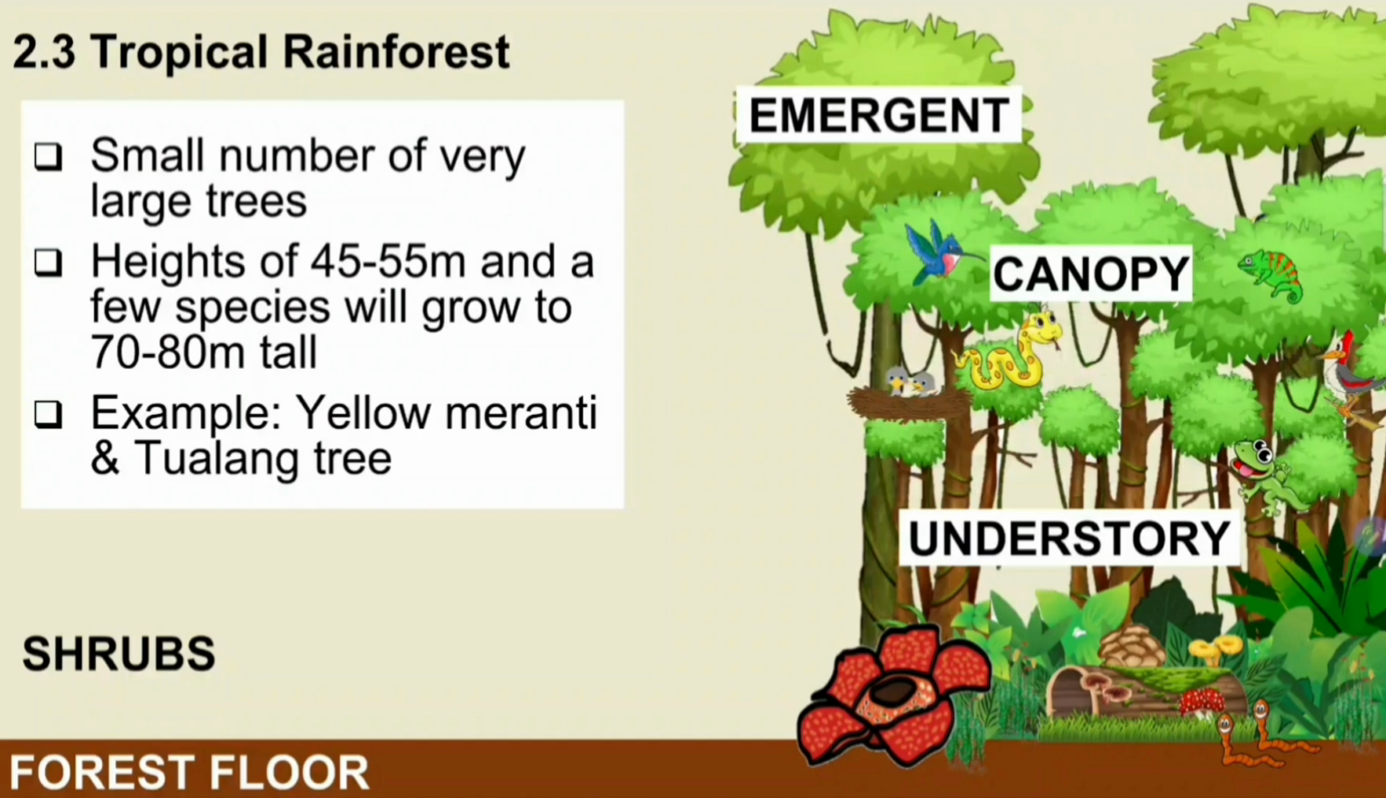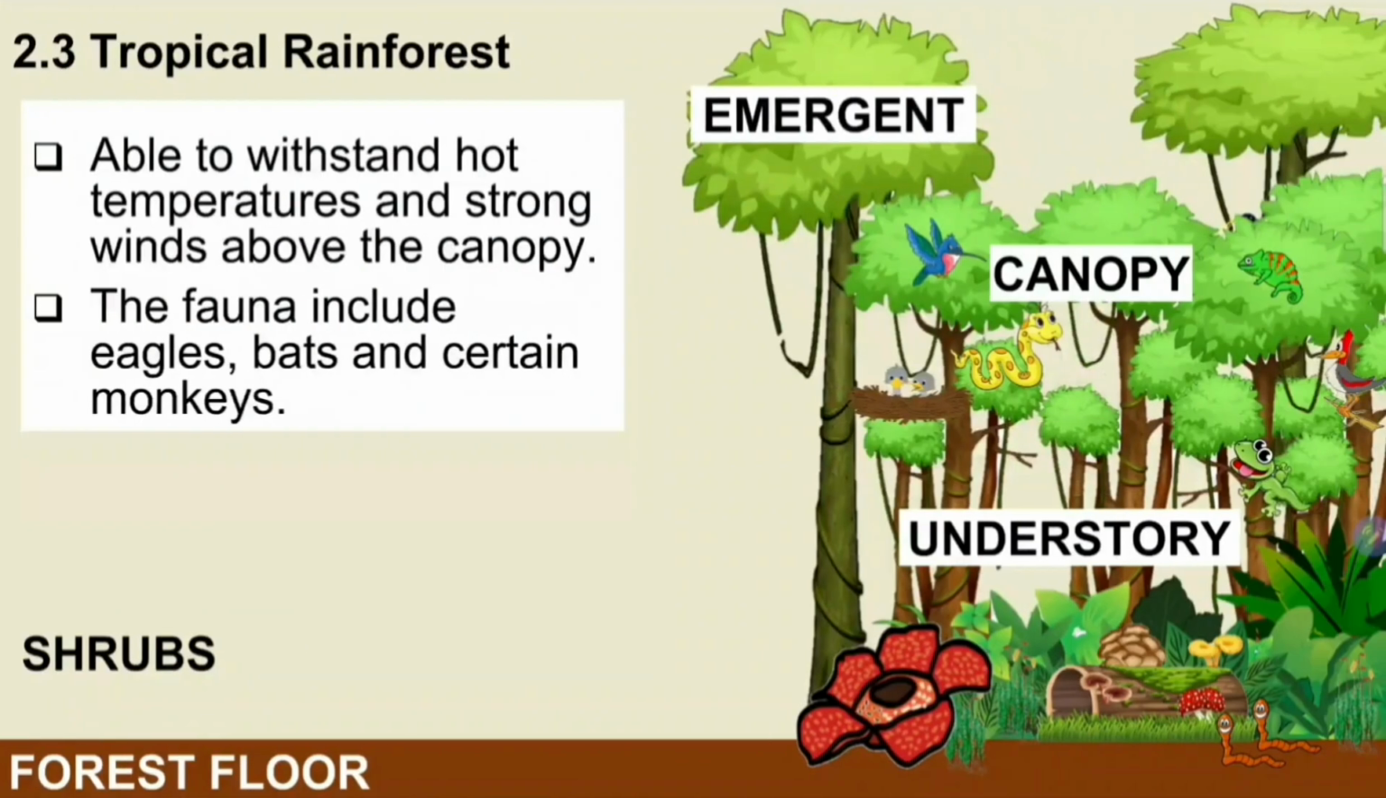For example, yellow meranti dan juga tualang tree. So these are examples of emergent trees. Kenapa very small number of tree? Because pokok-pokok yang boleh reach the emergent layer must be able to withstand hot temperature as well as strong wind above the canopy. In terms of fauna, animals that can live in this layer include eagles, bats and certain monkeys.